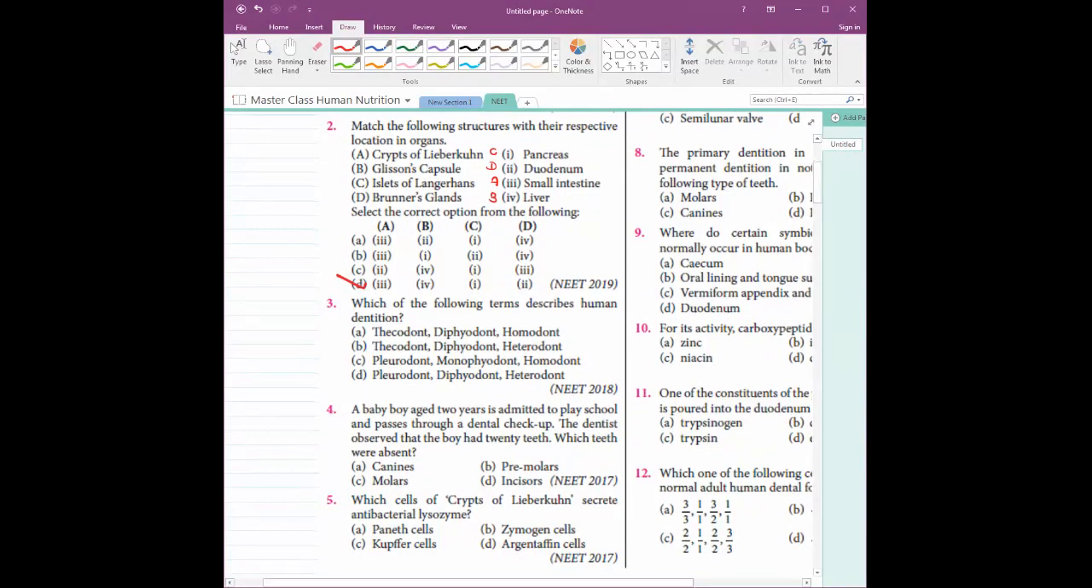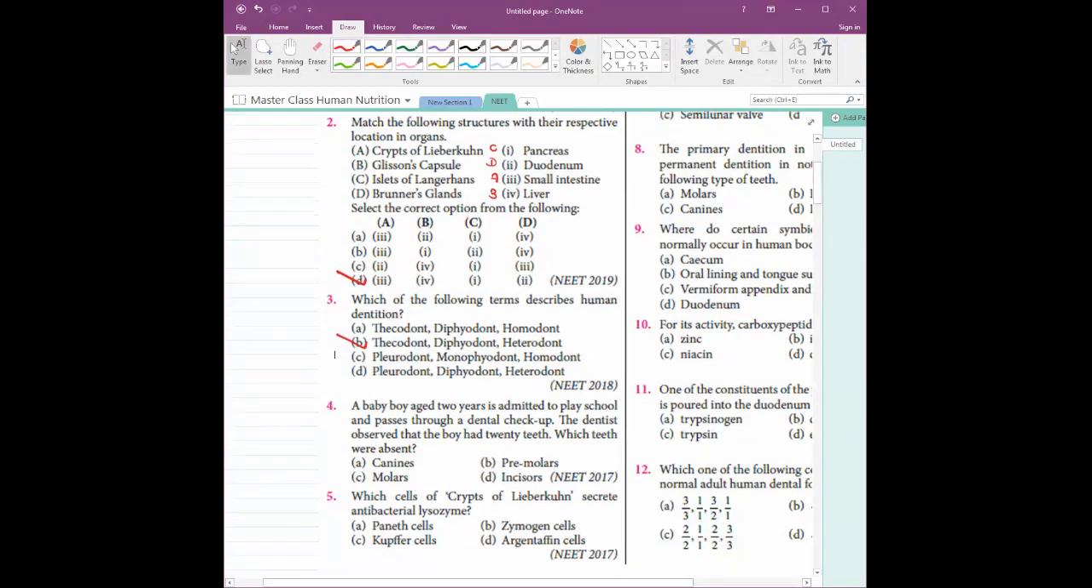First of all, are we thecodonts? Yes, we are thecodonts. Are we diphyodonts? Yes, we are diphyodonts. Are we homodonts or heterodonts? We are heterodonts. So we have thecodont, diphyodont with two sets of teeth, and heterodont showing different shapes of teeth. So this is going to be the right answer.